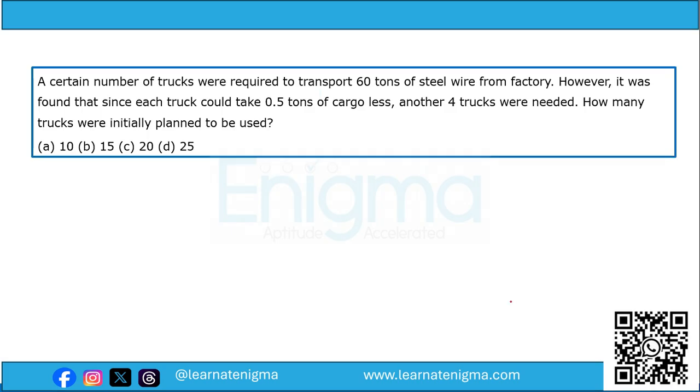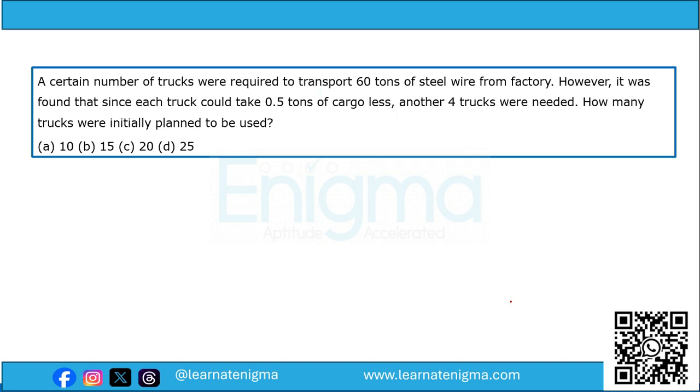A certain number of trucks were required to transport 60 tons of steel wire from a factory. However, it was found that each truck could take 0.5 tons of cargo less. Another 4 trucks were needed. How many trucks were initially planned to be used?